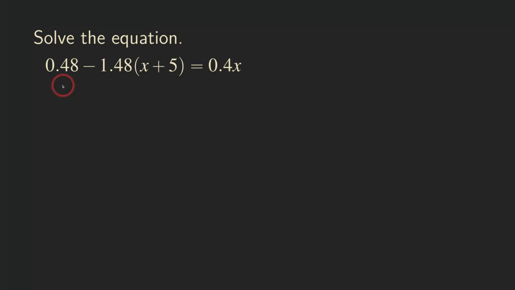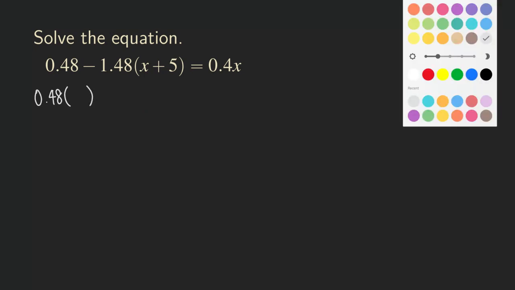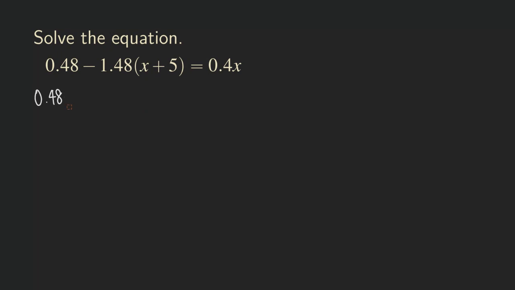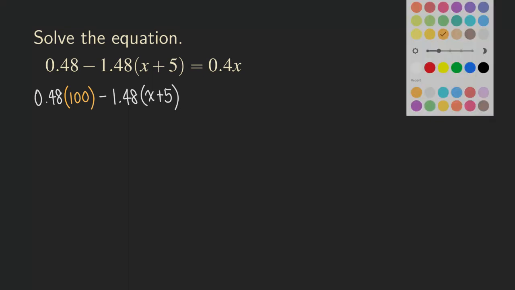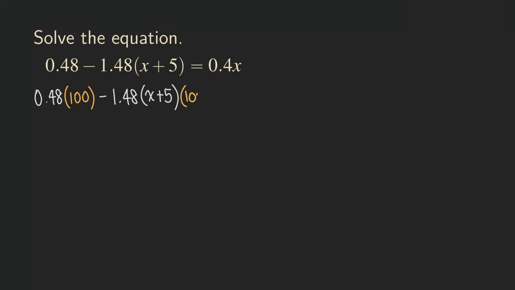So let's copy down the whole equation here. Then we are going to get 0.48, and then we need to multiply by a number, right? What is that number? It's going to be 100. So let me highlight the number right here. We multiply by 100. Next we are going to get negative 1.48, and then x plus 5. And what do we need to multiply here? We need to multiply by 100.